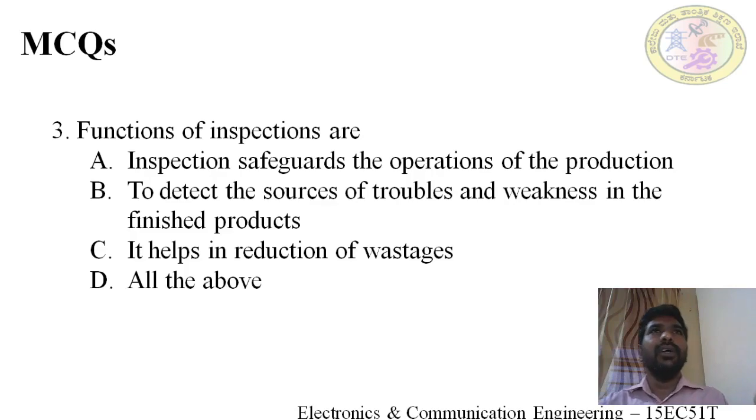Question number 3, functions of inspection are: A, inspection safeguards the operation of the production. Option B, to detect the source of the troubles and the weakness in the finished product. Option C, it helps in the reduction of wastage. Option D, all the above. Pause the video and try to find the answer for this question.